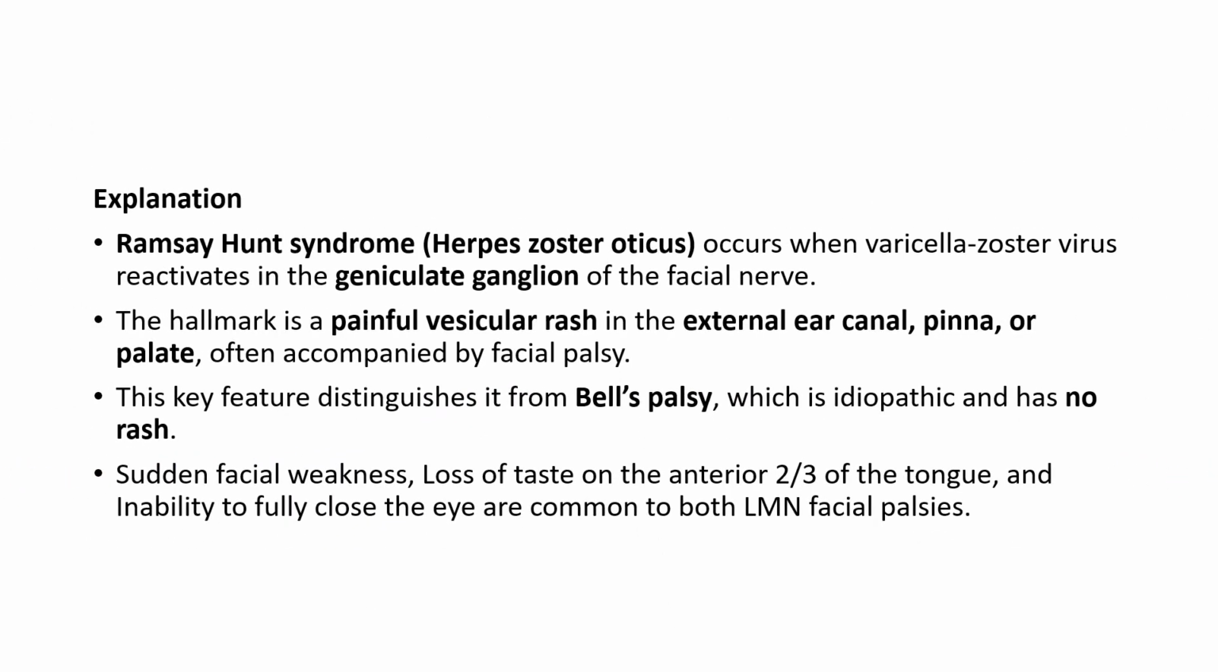Ramsay Hunt syndrome occurs as a result of reactivation of the varicella zoster virus in the geniculate ganglion of the facial nerve. The hallmark feature is a painful vesicular rash in the external ear canal, the pinna, or the palate, often accompanied by facial palsy. The key feature distinguishing it from Bell's palsy is the painful vesicular rash in the external ear canal. Both Ramsay Hunt and Bell's palsy would cause lower motor neuron facial nerve palsy and will present with sudden facial weakness, loss of taste on the anterior two-thirds of the tongue, and inability to fully close the eyes.